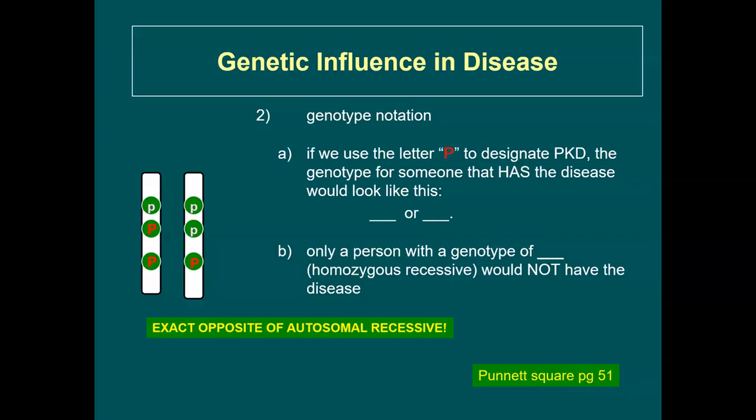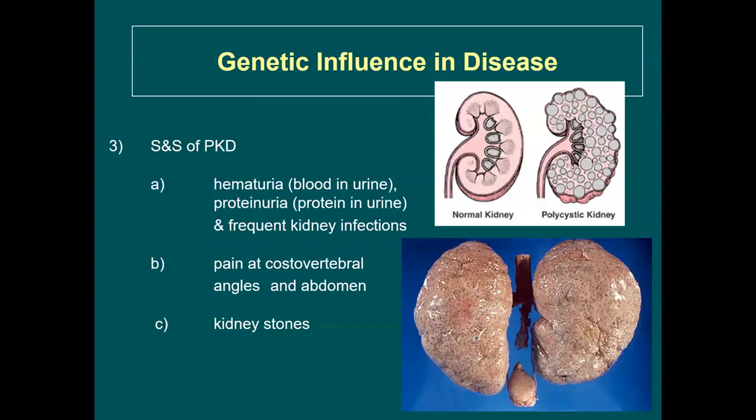So if we use the letter P to designate PKD, the genotype for someone that has the disease is either going to be homozygous dominant or heterozygous, because again, that uppercase dominant gene is going to code for abnormal cystic nephrons or kidney cells. So only a person who is homozygous recessive would not have the disease and would also not genetically transmit the disorder to their offspring.